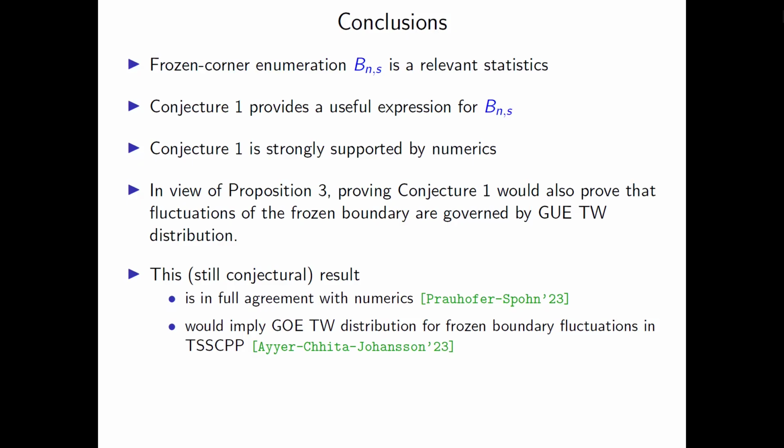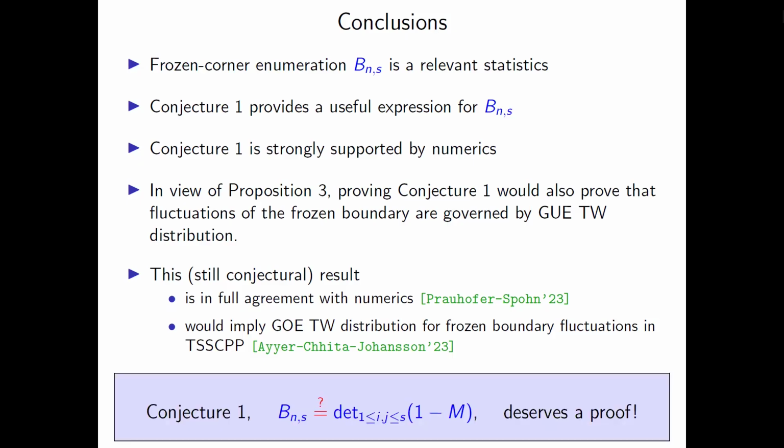And also, this result, which is at the moment still a conjecture, is anyway in full agreement with other kinds of numerics for this Tracy Widom distribution and with the conjecture made by Ayer, Chita, Johansson on the basis of TASEP. So I think that this BNS deserves a proof.